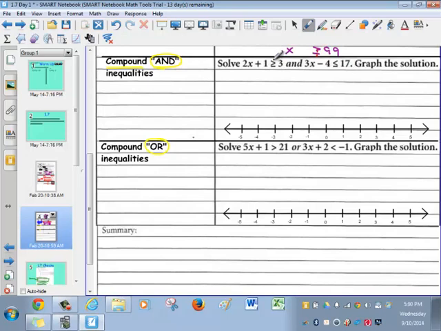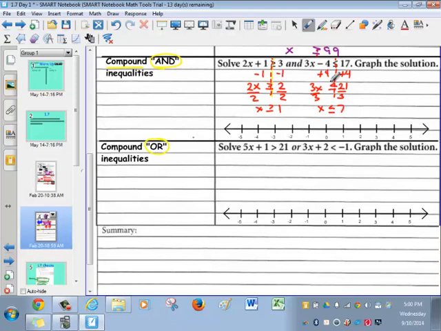Let's start by making a little railroad track method. Railroad track right there, railroad track right there. We're going to solve each of these. So I'm going to subtract 1, subtract 1. So I got 2x is greater than or equal to 2. Divide by 2, divide by 2. So I got x is greater than or equal to 1. And then let's do this one over here. We'll add 4, add 4. So I got 3x is less than or equal to 21. Divide by 3. And so I got x is less than or equal to 7. Now, notice I never multiplied or divided by a negative number, so I never had to swap these signs.